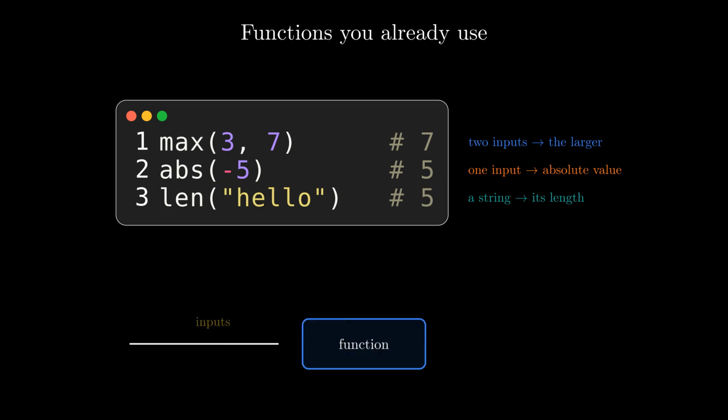Notice the shape all three share. Something goes in and one answer comes back. That is what a function is, a named piece of code that takes inputs and produces an output.